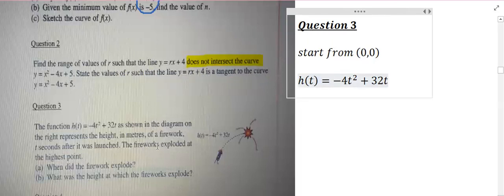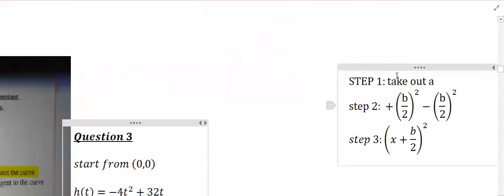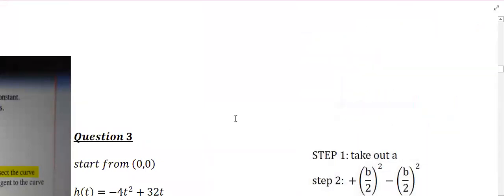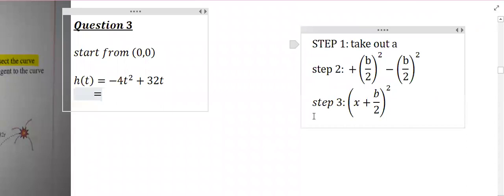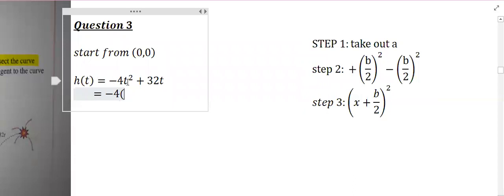Okay, so the question asks, the firework will explode at the highest point. So when will the firework explode and what is the height when it explodes? So actually it means they ask you what is the maximum point. The question is asking you what is the maximum point. Okay, now I'm going to use completing the square. Use this one. To find the maximum point, I will use completing the square. Take out the A first. So I take out -4. So it means everything must be divided by -4. So this one I left T square. 32 divide -4, you will get -8T.